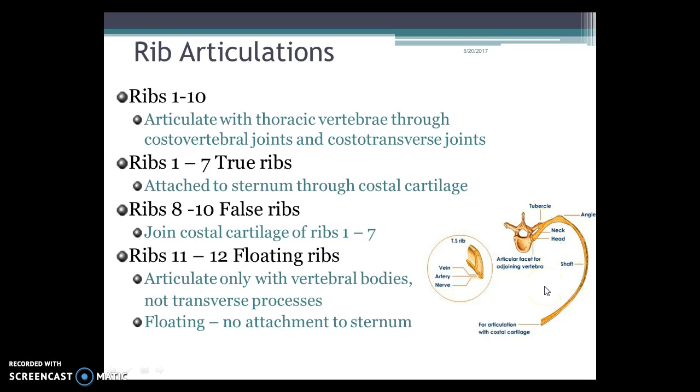Ribs 1 through 7 are considered true ribs because they attach directly to the sternum through the costal cartilage. Ribs 8 through 10 are false ribs because they do not have their own costal cartilage to the sternum, but they actually join the costal cartilage of ribs 1 through 7 of the true ribs. And then ribs 11 and 12 are floating ribs. They will articulate only with vertebral bodies. They don't have an articulation anteriorly.